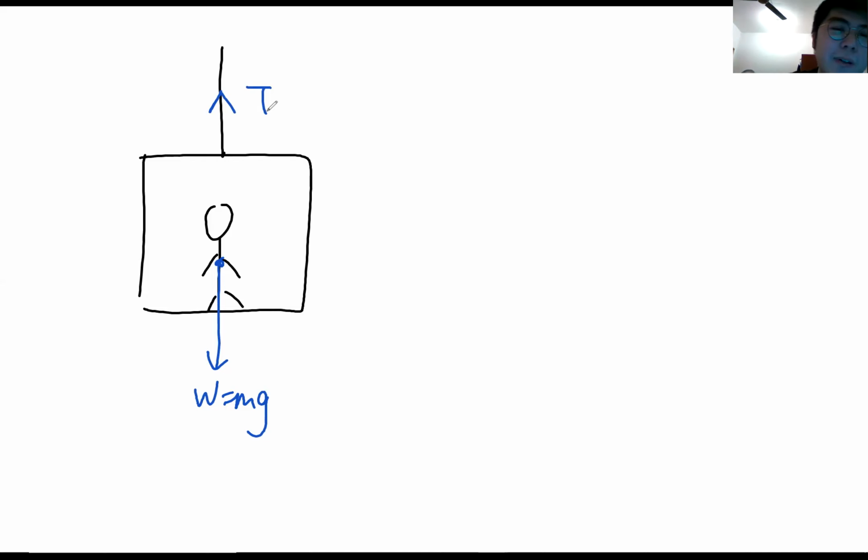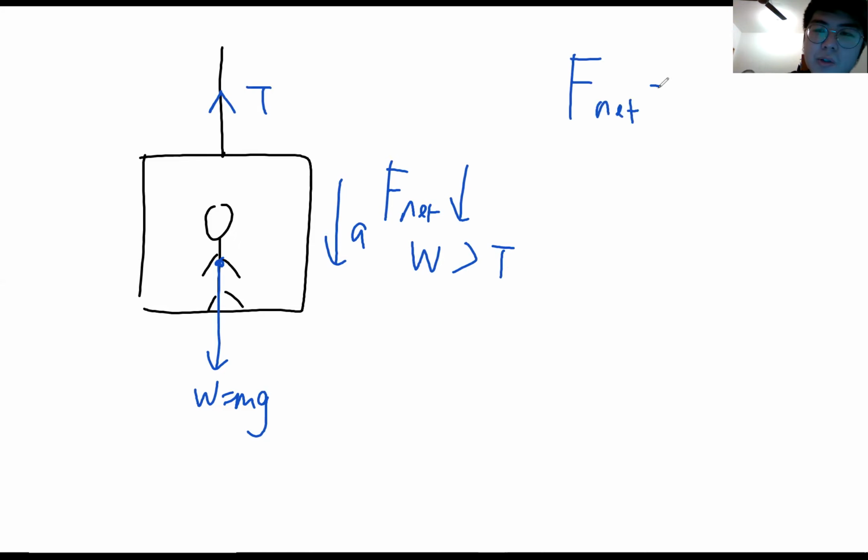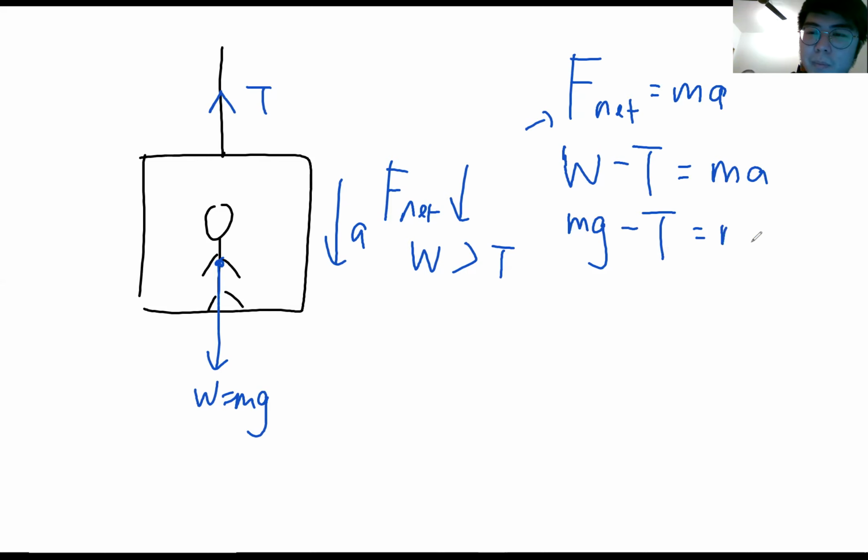The rest is the same, meaning that if the lift accelerates downward, you have your net force acting down, so W has to be greater than the tension. From your equation, F net equals ma, F net is simply W minus tension equals ma. So W is your mg, minus tension equals ma. We take mg minus tension simply because mg is bigger than tension. As a result, it moves down.